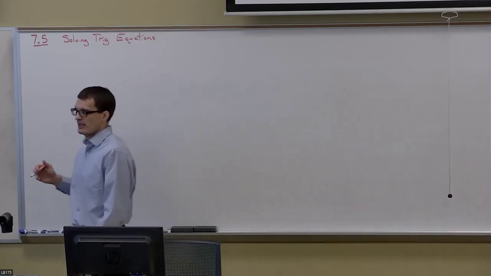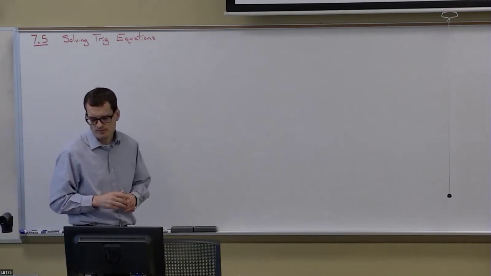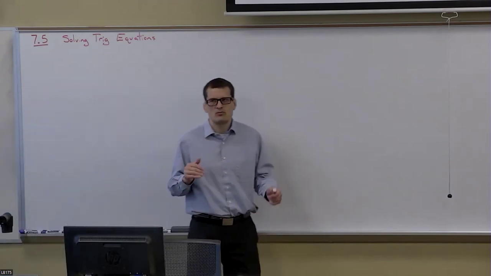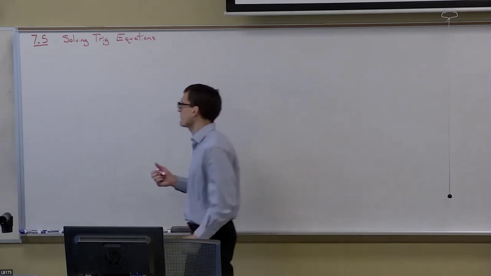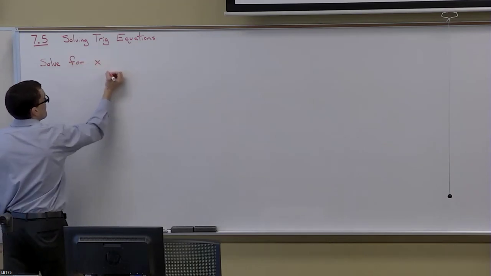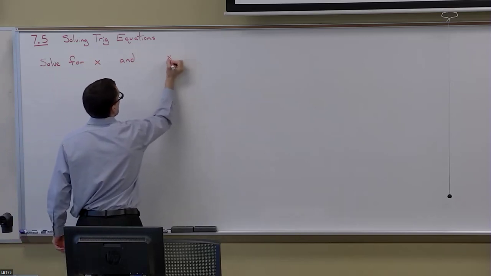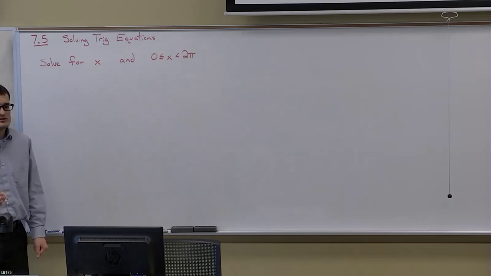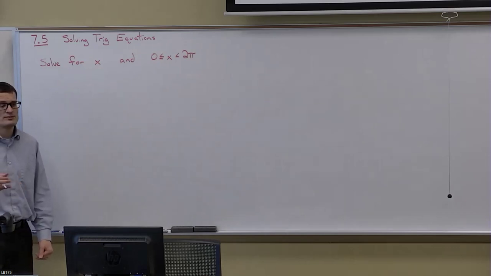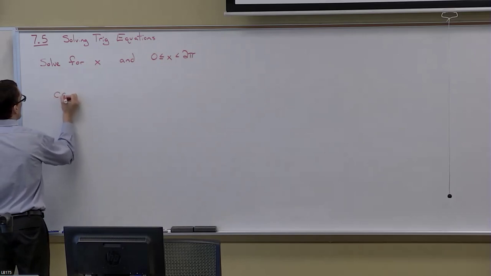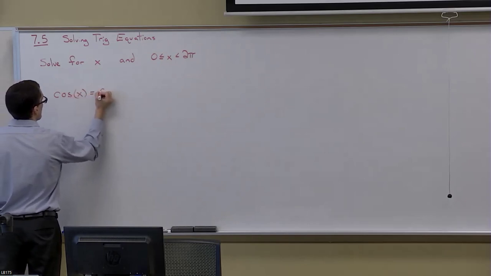And the key thing here is figuring out how many solutions or what the solutions look like in terms of where our domain is. And let me give you an example here. So let's say we want to solve for x, and x is going to be between 0 and 2 pi. So let's find all values of x which make this true between 0 and 2 pi. Let's say we're trying to solve just cosine of x equals 0.